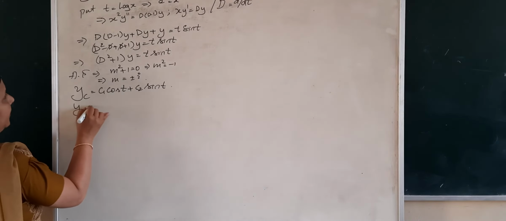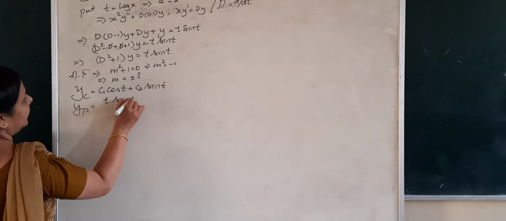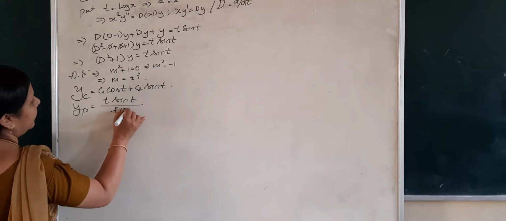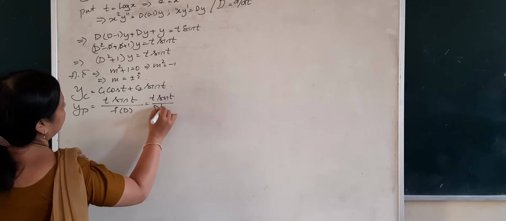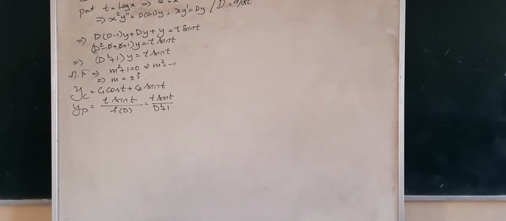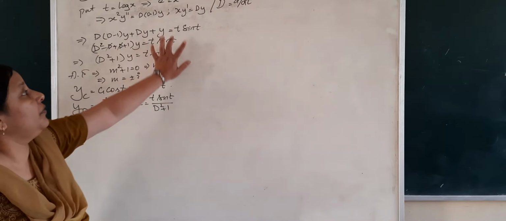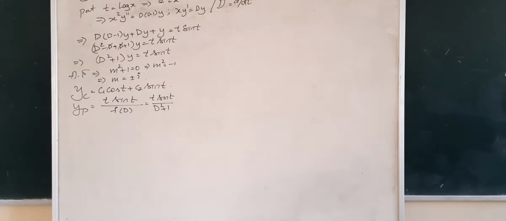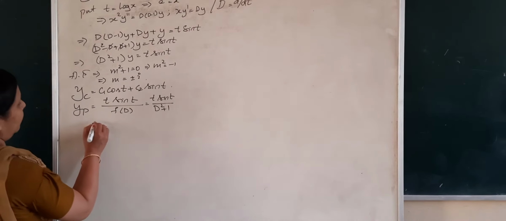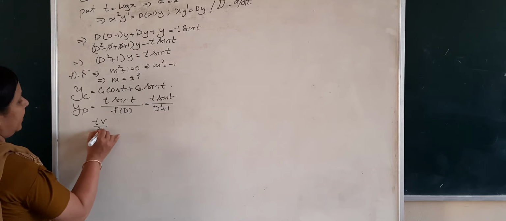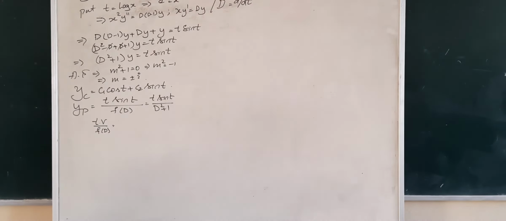Coming to yp, it is t sin t divided by f of d, which is t sin t divided by d square plus 1. Here it is a product of two functions, but it is not the exponential term, it is the term with a variable. So how do we do this? One should remember that we have something like this. The formula says t into v divided by f of d. Which type is this? Type 5.